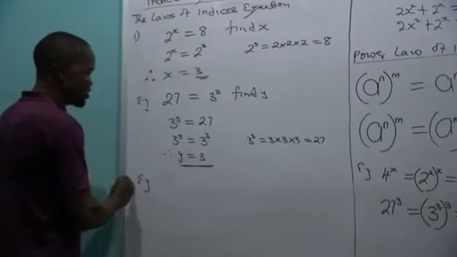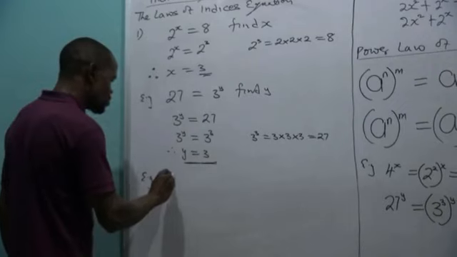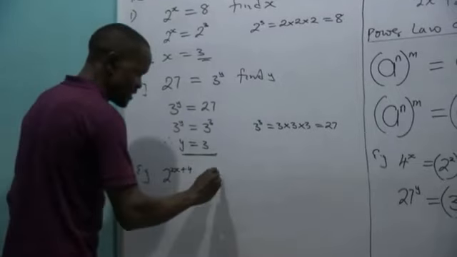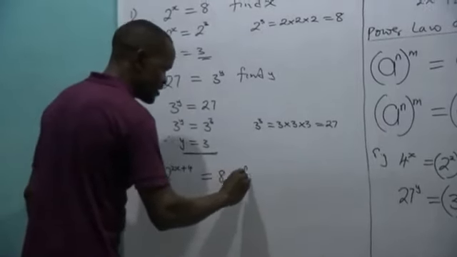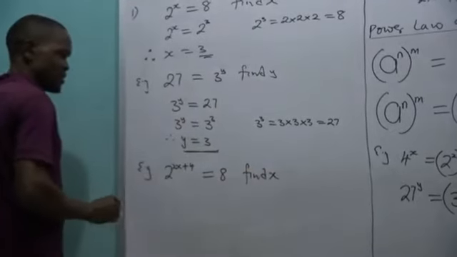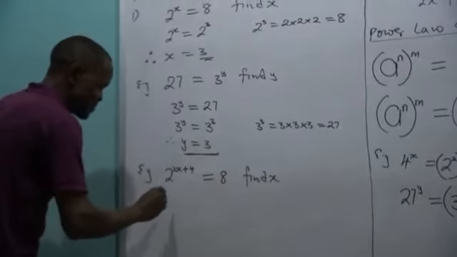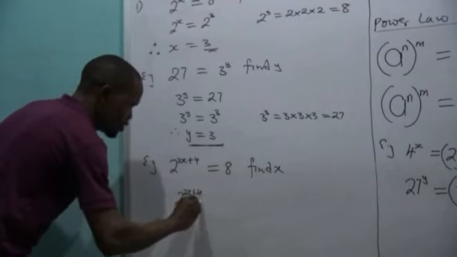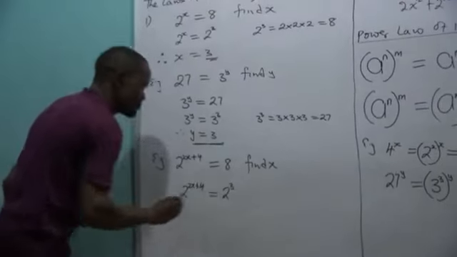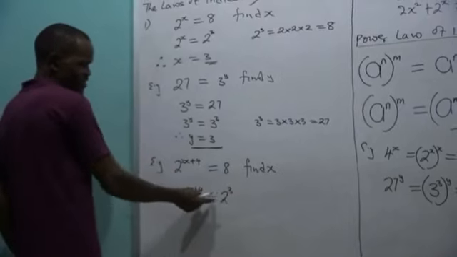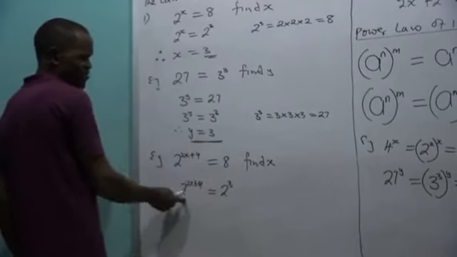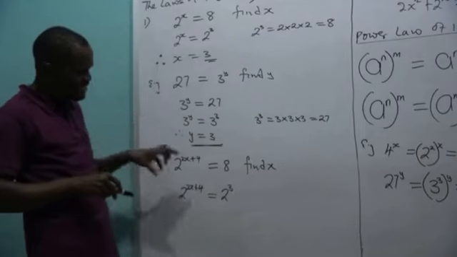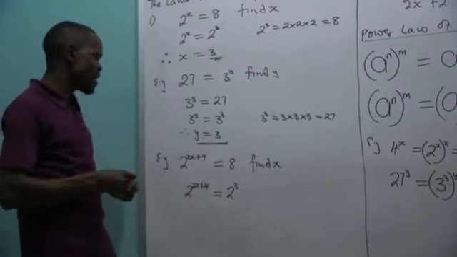Another example, which I can treat now, I have 2 raised to power 2x plus 4 equals 8. They said, find x. You look at this, I can solve this by saying 2 raised to power 2x plus 4 is equal to 2 raised to power 3. By doing this, I have made them have the same base, isn't it? I have made them have the same base because the indices equation law says that if I can make this equation have the same base, then their powers are equal.